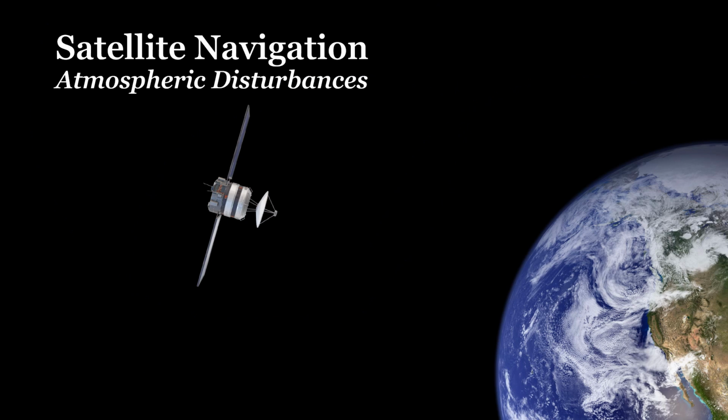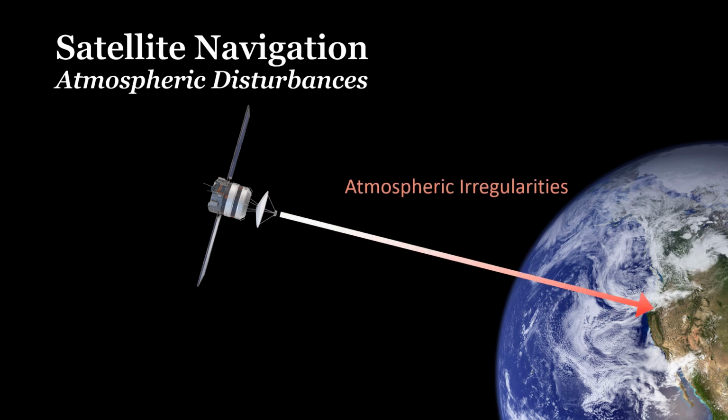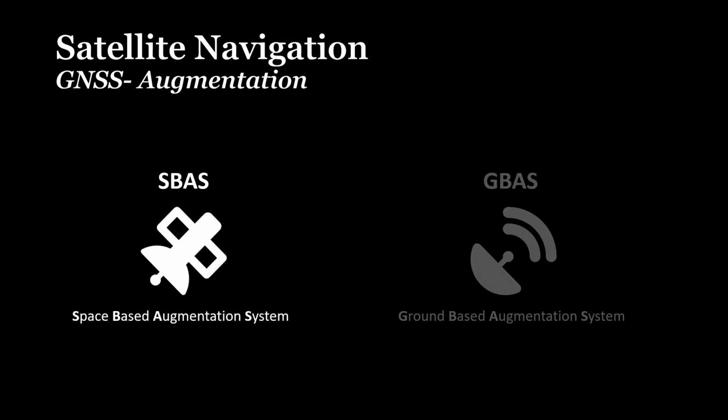Unfortunately, the satellite signals are distorted due to atmospheric irregularities, especially due to disturbances caused by the ionosphere. The result is a significant loss of accuracy and reliability, which renders standard satellite navigation impractical for aviation. The solution to this problem is called augmentation. There are 2 different variants: SBAS, short for space-based augmentation, and GBAS, which stands for ground-based augmentation.